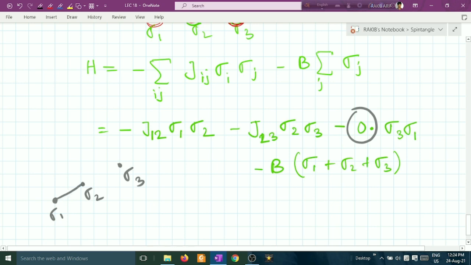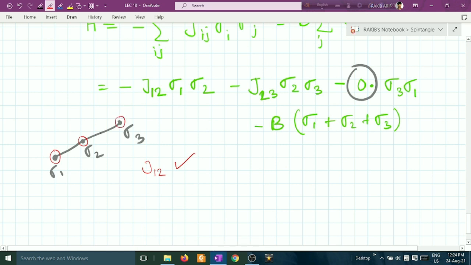Okay, the instant neighborhood of sigma 2 is what? Sigma 1, therefore there will be an interaction term J12. Okay, J12 has some certain value. And the instant neighborhood of sigma 2 is also sigma 3, so J23 will also be valid. But in the case of sigma 3 and sigma 1, I have written 0. Why 0? Because the instant neighborhood of sigma 3 is not sigma 1. They are far away from each other. So there we can treat J31 as 0.